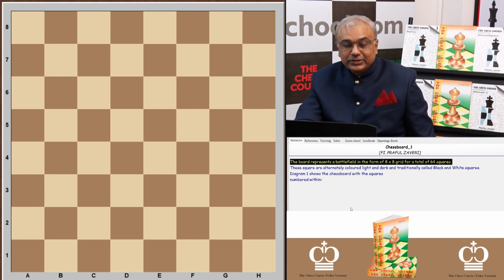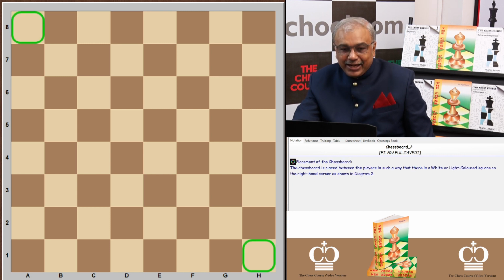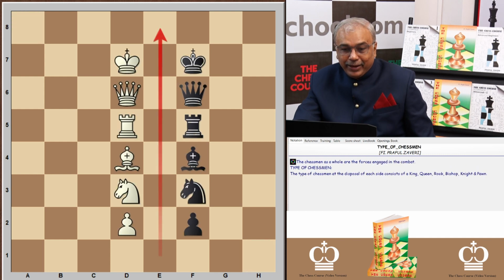So the first one was the board, that is of 64 squares, which I had just said now. 32 white color, 32 black. Then we had seen the orientation of the chessboard, and it should be placed in such a way between the 2 players that there is a white or light colored square on the right hand corner of a player.